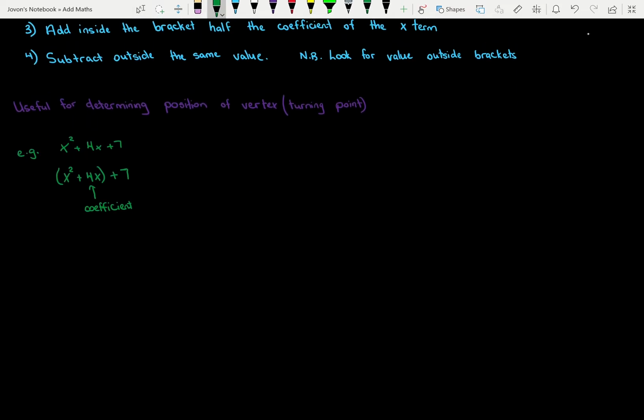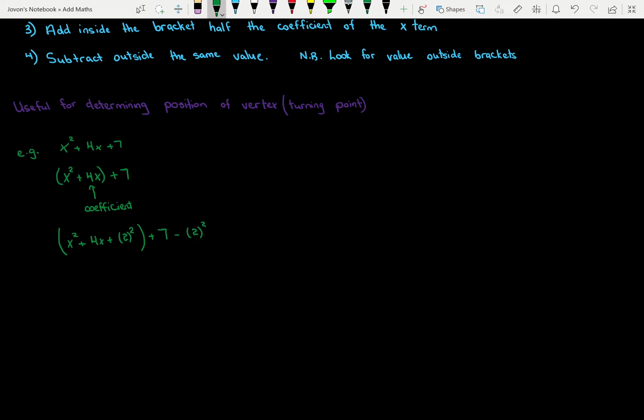We have x squared plus 4x plus half of 4, which is 2. So plus 2 all squared, okay? And then we have this here, and then we add in 7, and then we subtract outside the same value. So whatever we add inside here, in order to keep the equation correct, whatever we add on, we need to also subtract. So since we added 2 to the power of 2, we need to minus 2 all squared, okay?